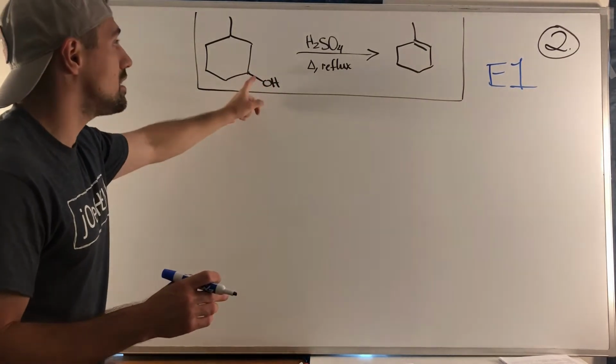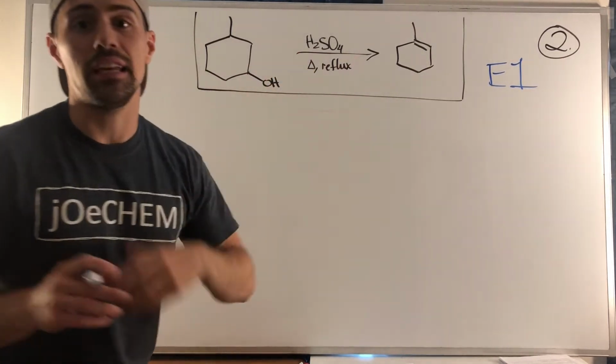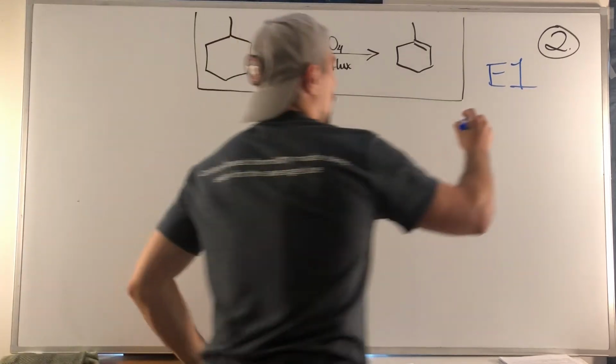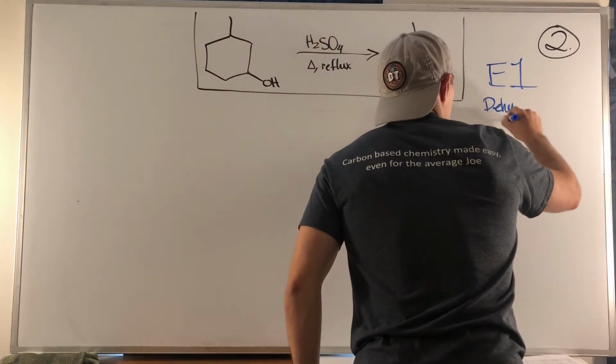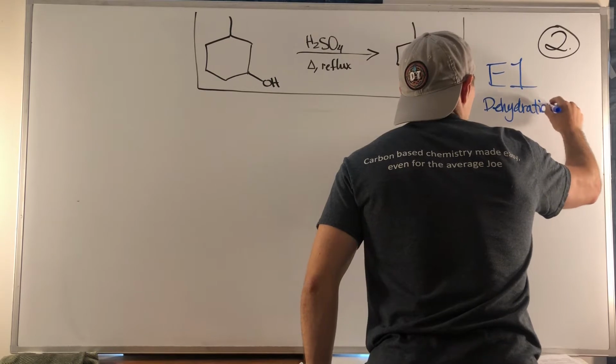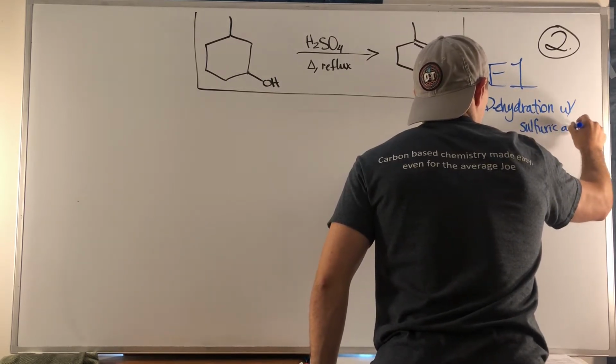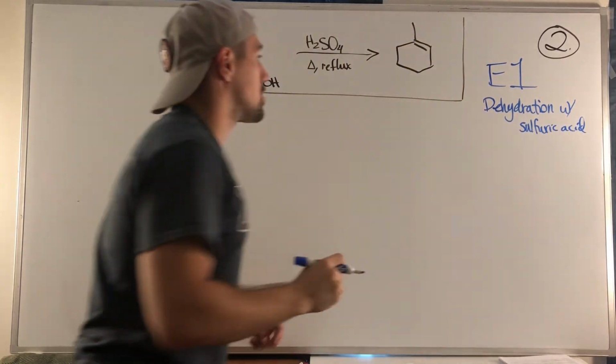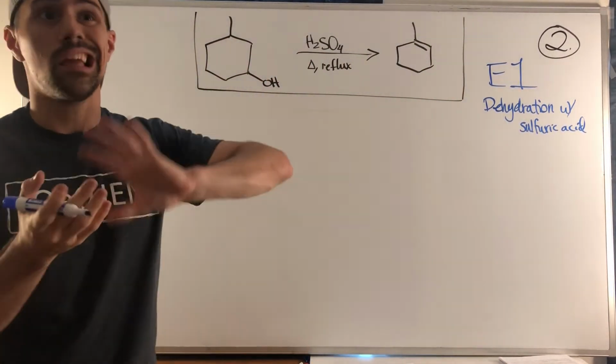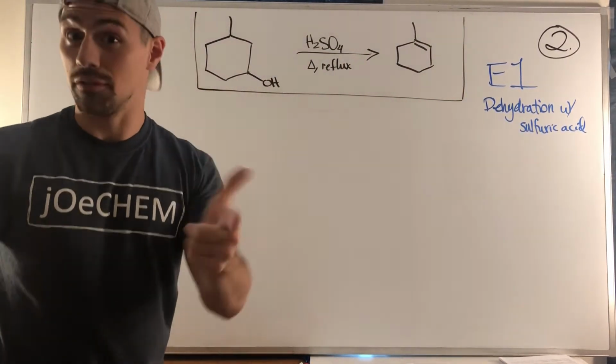We have everything we need, right? We can protonate this up to a good leaving group. We have the heat. We're forming an alkene. It's an E1 mechanism. If you want to give it a formal name, it's dehydration with sulfuric acid. So yeah, there's actually a video in the alcohol derivative section of jOeCHEM.